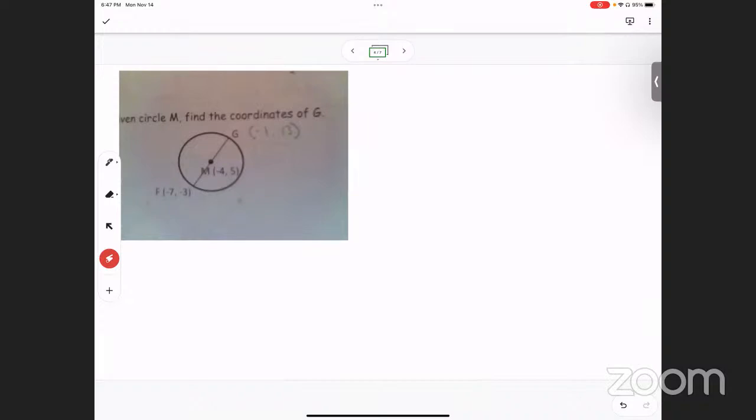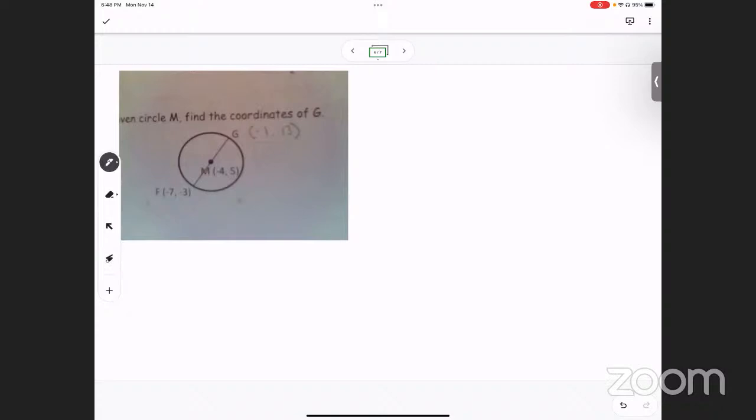So find the coordinates of G. What do you know, if M is the center, about FM and GM? They're congruent. Good. So how can you find FM? Actually, no, there's an easier way. You don't even have to do that. You know that M is going to be the midpoint, right? So you'd want to use the midpoint formula.